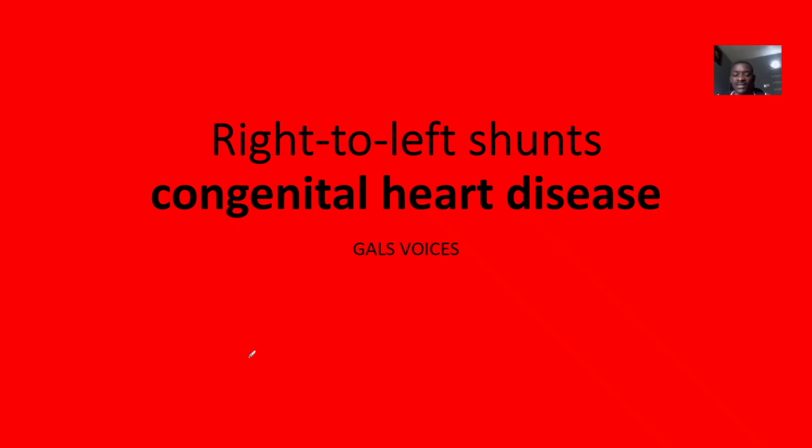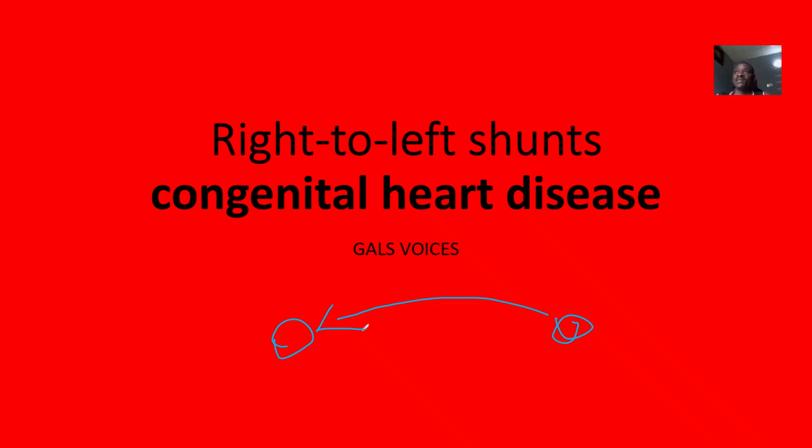Now, as I'm facing this, as you are sitting in front of your screen, this is your right. Do you understand? So if we're saying this is your left, right to left shunt simply means blood is moving from the right to the left side, and it's abnormal. This usually forms a basis of classifying congenital heart diseases, because you want to classify them based on the direction that blood is moving.